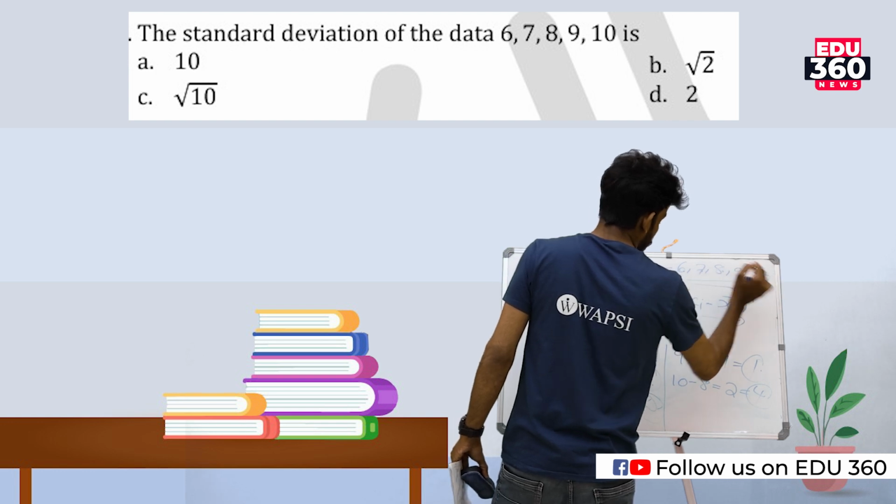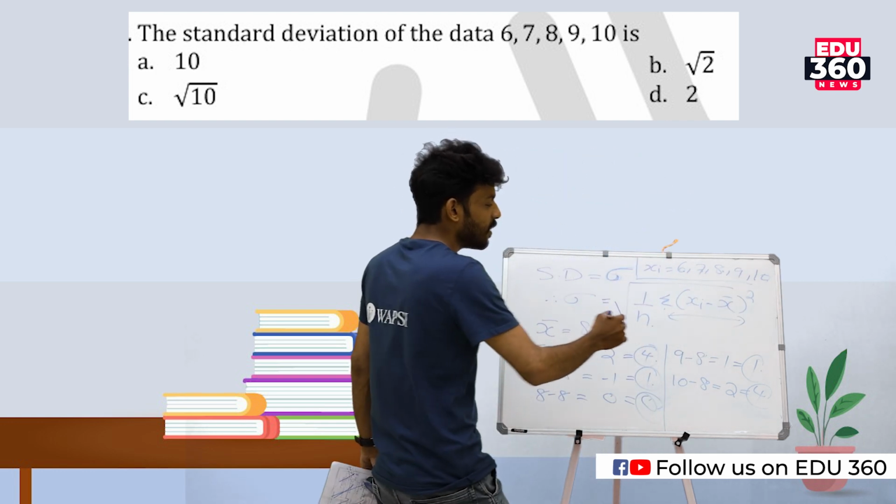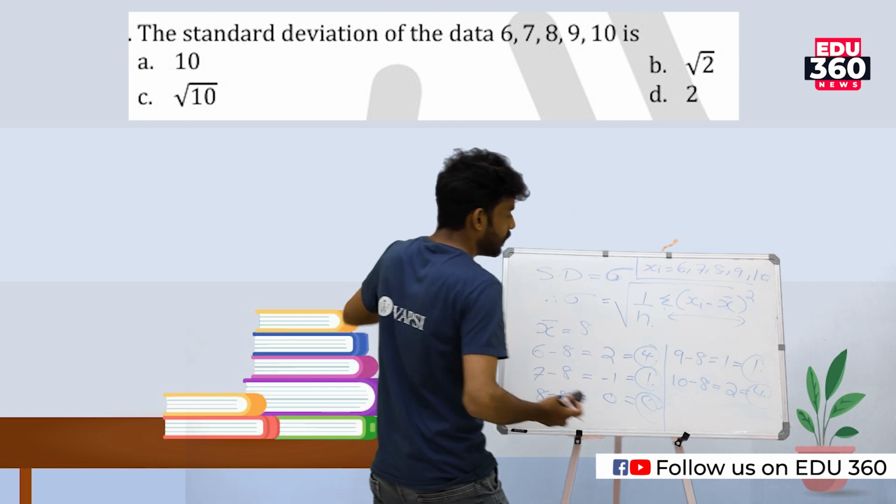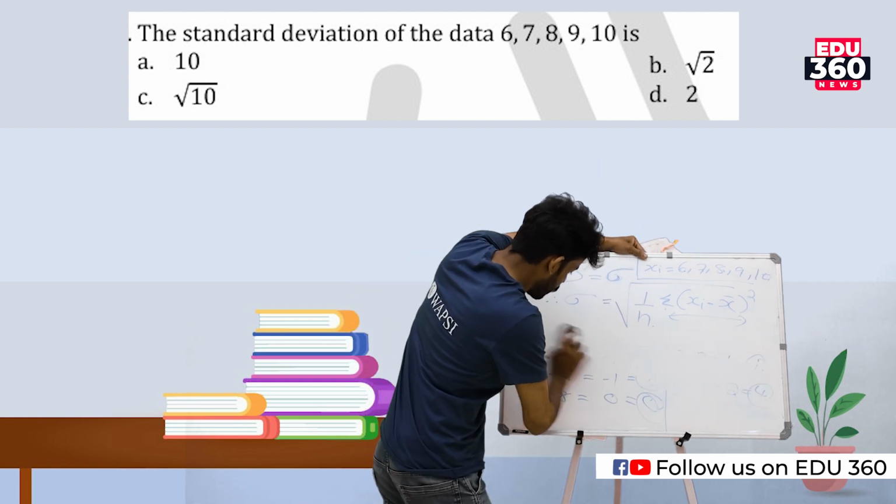1, 2, 3, 4, 5. N is equal to 5. So that means in the next step we can write it as root of 10 by 5. So let me show here.